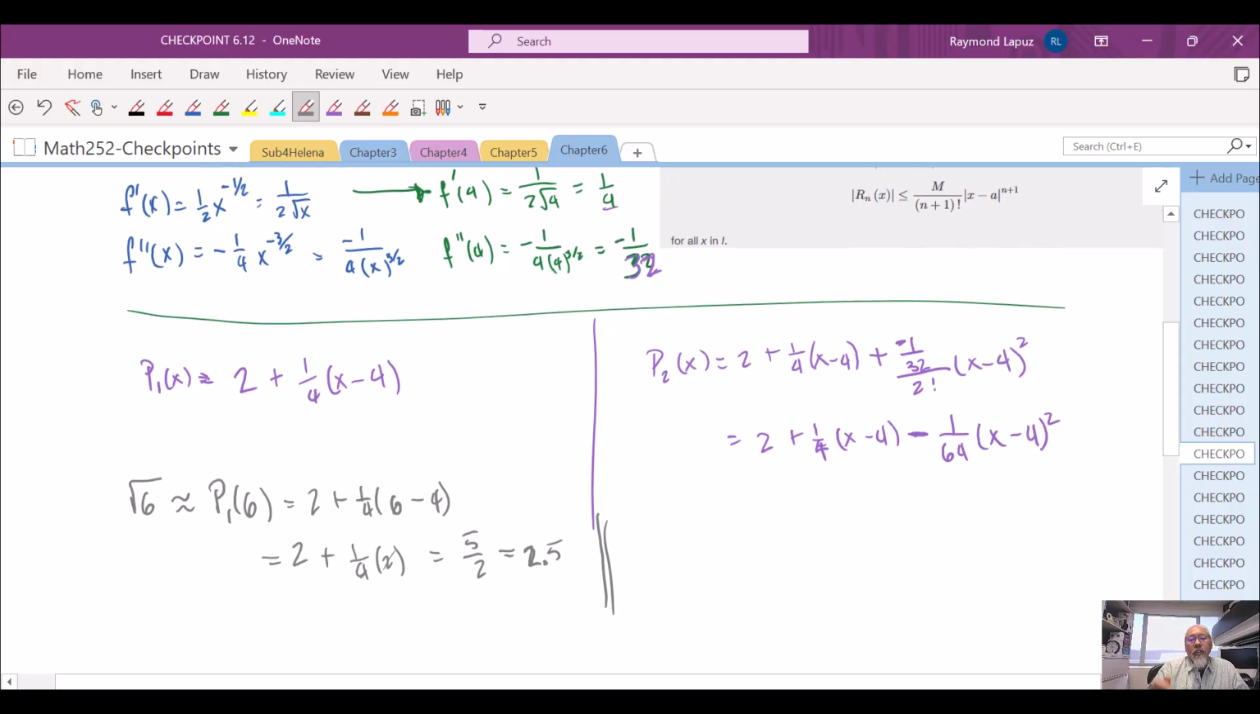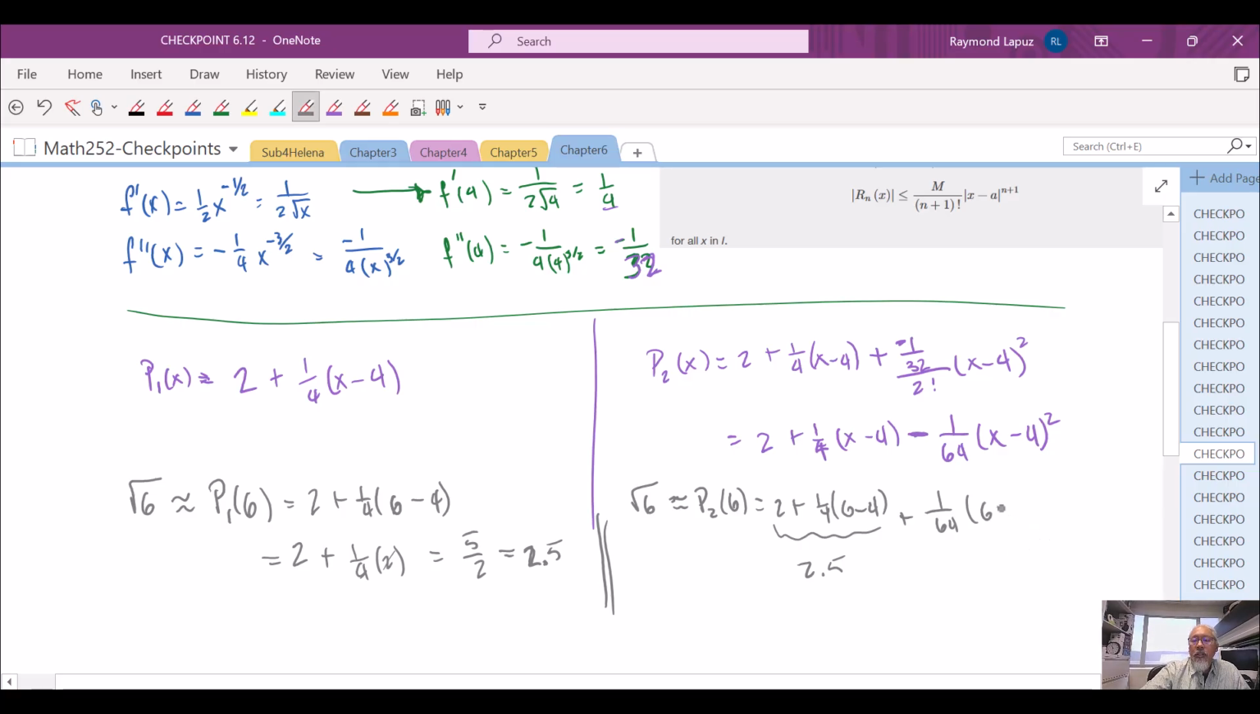Alright, we'll do the same thing here. The square root of 6 is going to be approximately equal to our second polynomial evaluated at 6. So we have 2 plus 1/4 times 6 minus 4, which we already computed here, right? This whole thing is equal to 2.5. And then we'll add on 1 over 64, times x minus 4, where x is equal to 6.